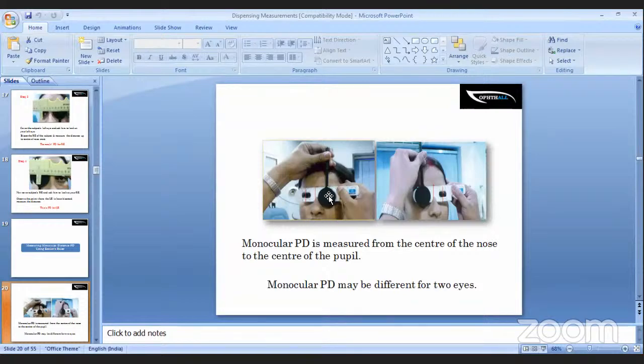Bisect the right eye, cover the left eye, and measure the distance between the center of the pupil of the right eye to the center of the nose. Then uncover the left eye and cover the right eye, and measure the distance from the center of the nose to the center of the pupil in the left eye. This is the monocular distance PD.